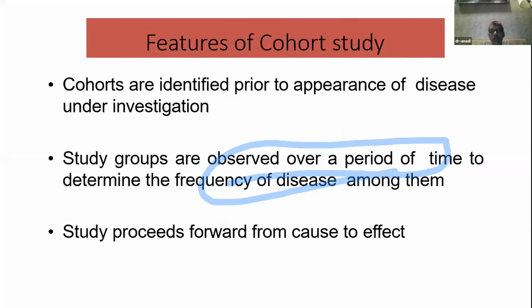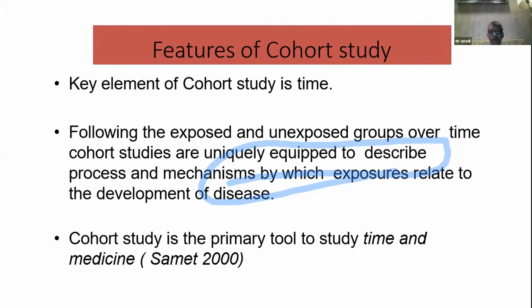So features: cohorts are identified prior to appearance of the disease under investigation. Study groups are observed over a period of time to determine the frequency of disease among them. The study proceeds forward from the cause to effect. The key element of a cohort study is time. As a trainee student, you have only 18 months, that's why you are not prepared for a cohort study. What you have to do is just a cross-sectional study.